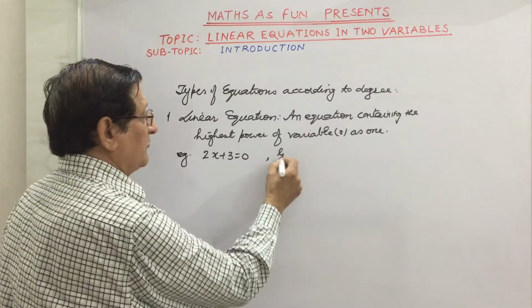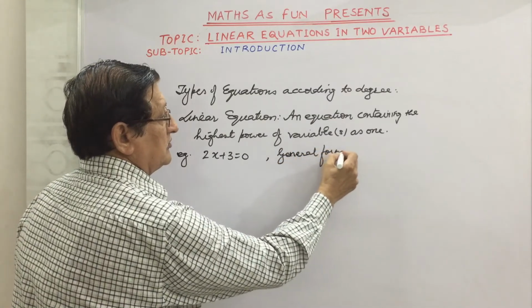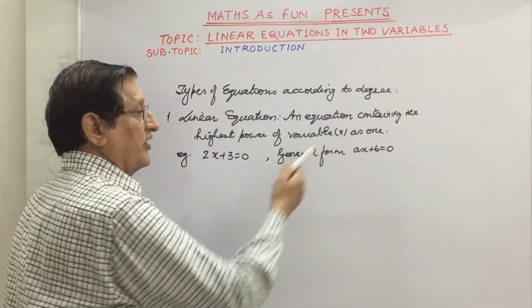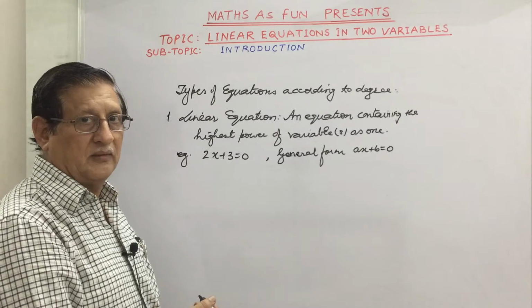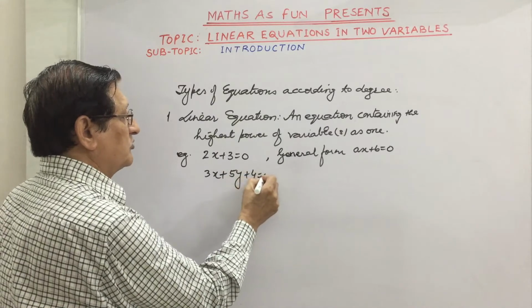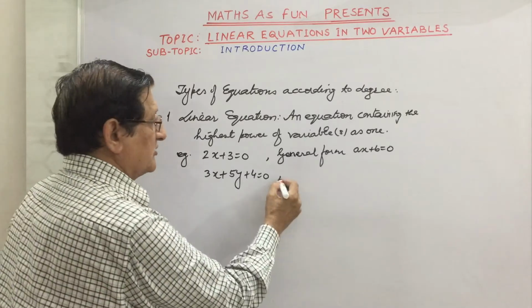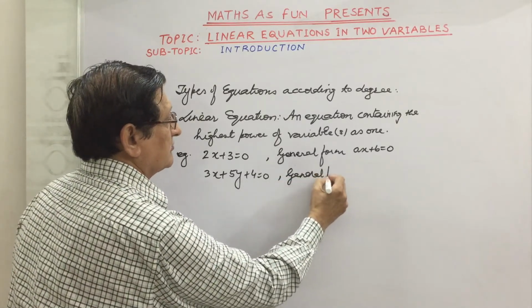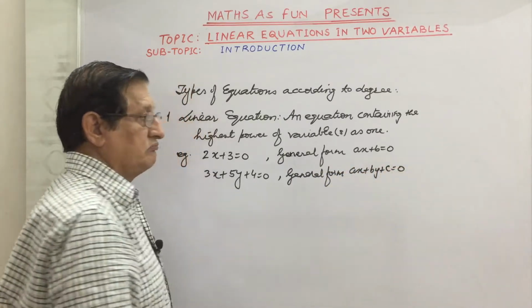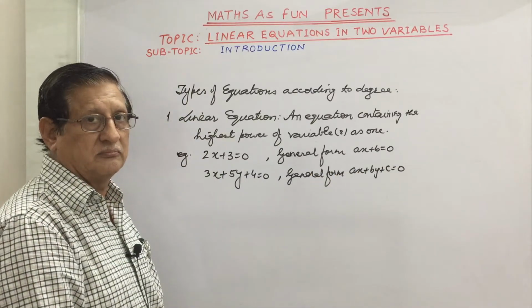And the general form of this is ax plus b equal to 0, where a is the coefficient of x and b is the constant term. We can also say, suppose 3x plus 5y plus 4 equal to 0. This is the linear equation in two variables. And the general form of this is taken as ax plus by plus c equal to 0, where a and b are the coefficients of x and y respectively, and c is the constant term.